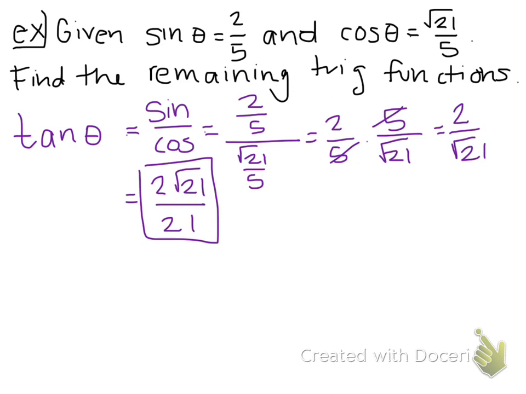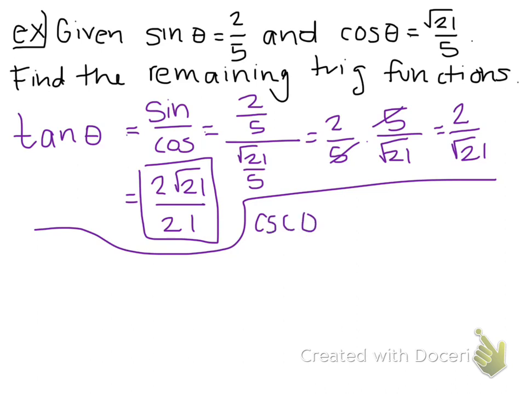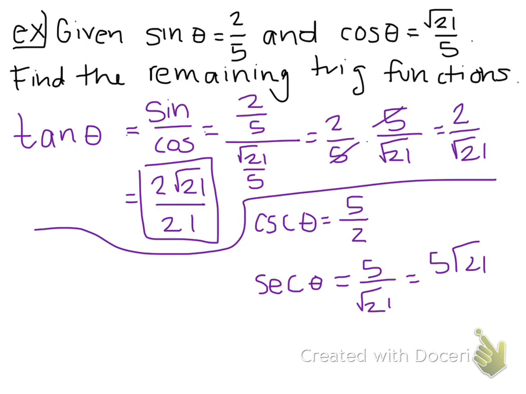Then, to find the remaining 3, I just have to flip the values because that's just the reciprocal. So if sine is 2 over 5, that means cosecant is 5 over 2. If cosine is root 21 over 5, that means secant is 5 over root 21, which will become 5 root 21 over 21. And like I said, you could skip right to writing the final answer if you can rationalize in your head. And then for cotangent, I'm going to take the reciprocal of tangent.